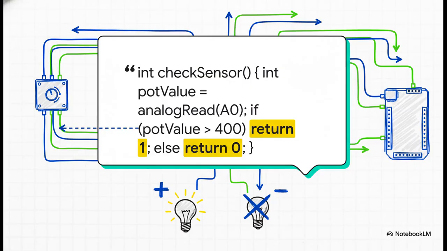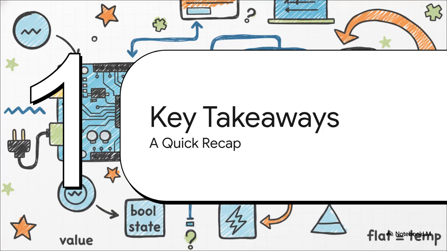So how do we do that? Well, this little function is doing all the heavy lifting. We made a check sensor function. It reads the potentiometer, and if the value is over 400, it returns a 1, which Arduino sees as high. If not, it returns a 0, which is low. All that if-else mess is now tucked away neatly inside its own little box. So, as you can see, return is an absolutely essential tool for writing code that's clean, that's modular, and that's powerful.